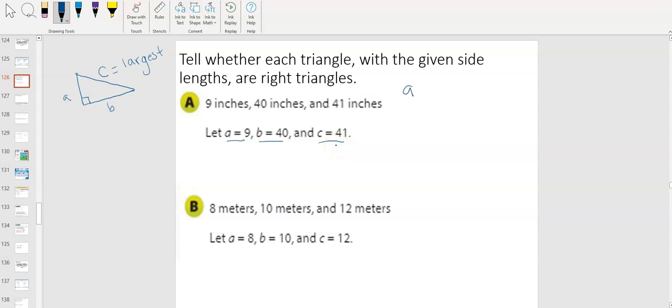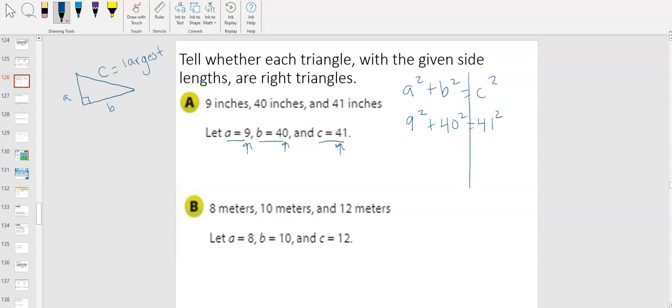All right, so I'm going to go ahead and use A squared plus B squared equals C squared. I'm going to do 9 squared plus 40 squared equals 41 squared. And if you're wondering where I got those numbers, they're right here. I'm going to pull that information from what they told me.